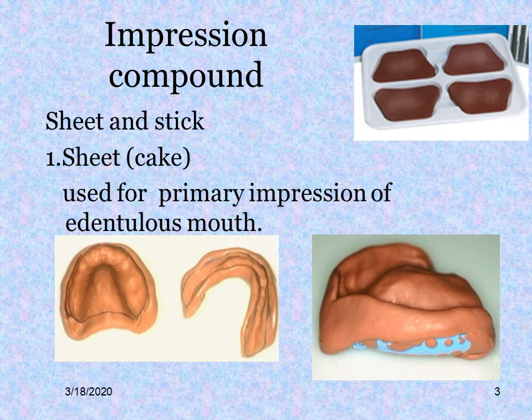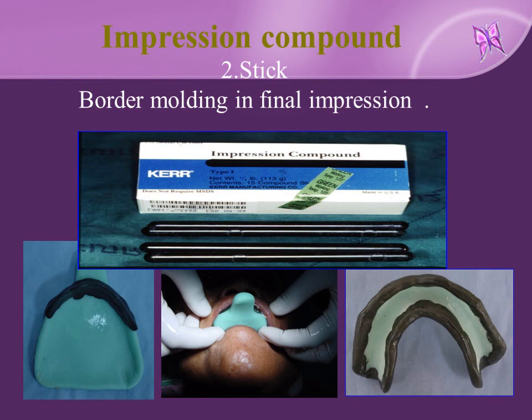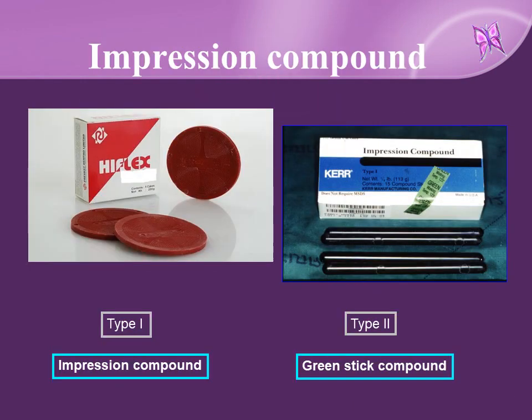There are two types of impression compound, sheet and stick. Sheet used for primary impression of edentulous mouth. Stick used for border molding in final impression.